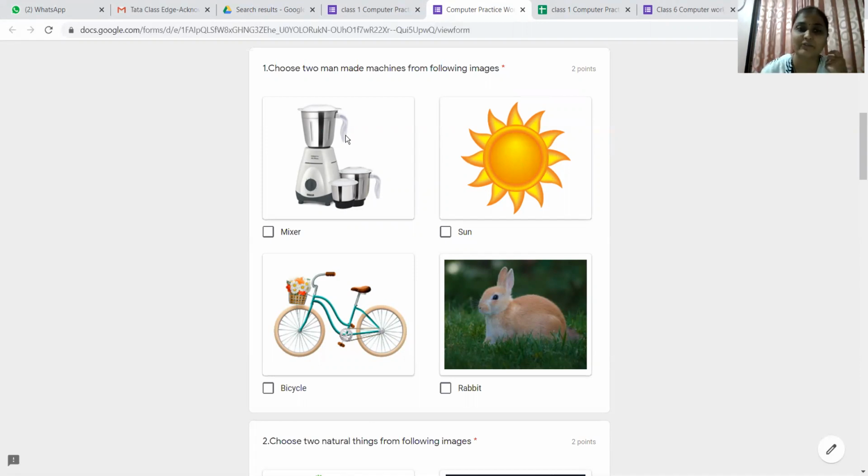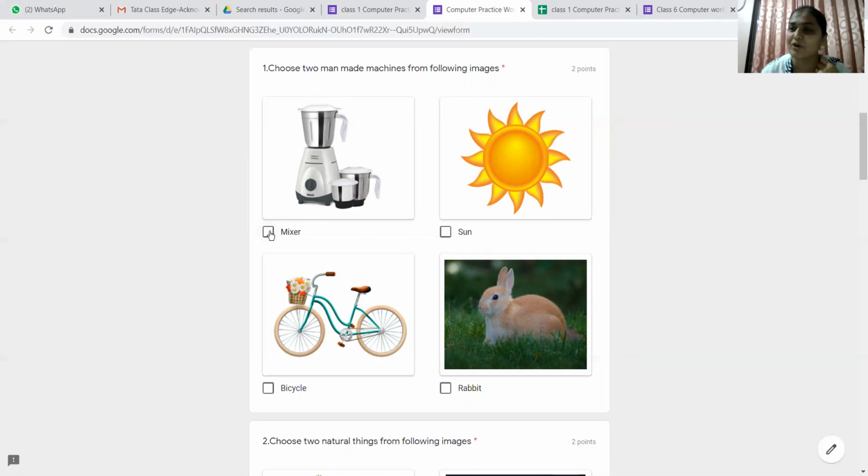So if you look, the first picture is of a mixer, right? So mixer, is it a natural one? No. This is a machine. Mixer is a machine. So किसी आदमी ने बनाया होगा, right? किसी इंसान ने बनाया होगा. So obviously it is man-made. So what is the question? We have to choose 2 man-made machines. So yes, we got 1.